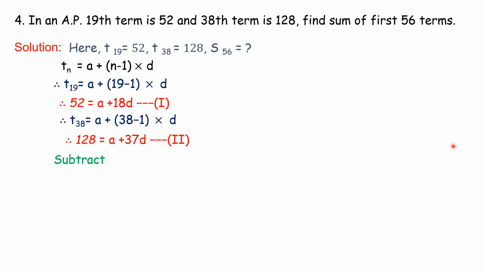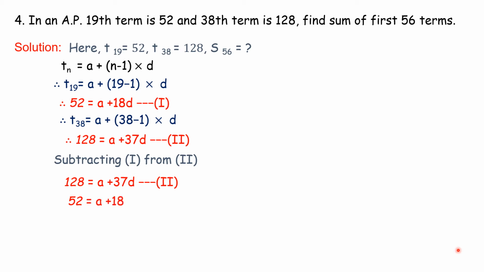Subtracting equation 1 from equation 2. 128 is equal to a plus 37d. This is equation number 2. 52 is equal to a plus 18d. This is equation 1. Now here we subtract, therefore the sign will be changed. This is minus, minus, minus.